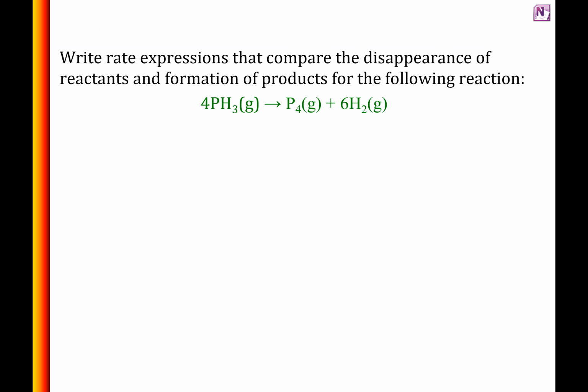So here's one for you to try. I just want you to write a rate expression that compares the disappearance of the reactants and the formation of the products for the following reaction. They tell us that we have PH3 decomposing to P4 and 6 H2. Give this one a try. See if you can just write one of those general rate equations for it.